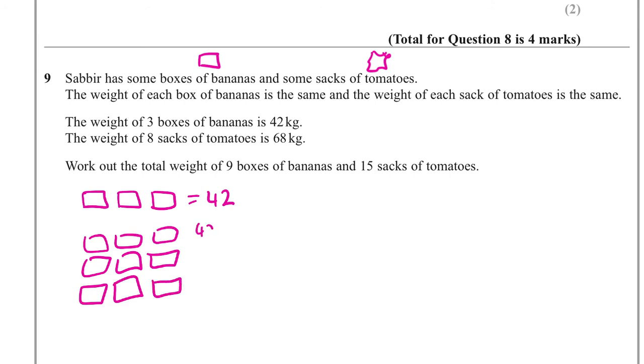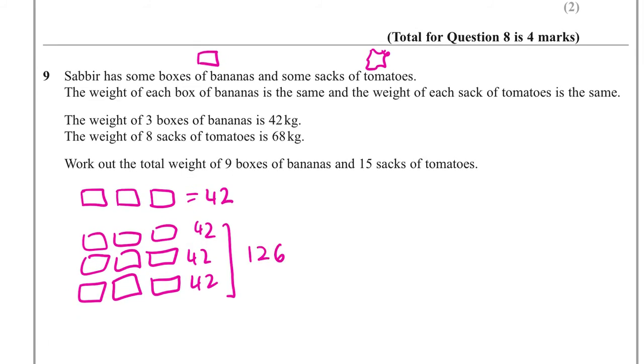Okay, so this is 42, 42, 42. This is 42 times 3, 160. No, 126. Okay, what was another way I could do it? 42 divided by 3. I could do 42 divided by 3 to figure out what 1 box of bananas is, which is 14. And then I could times 14 by 9. Either way, let's have a look.